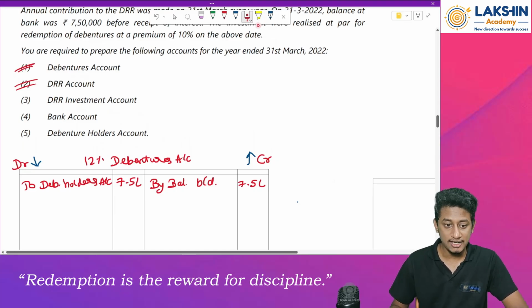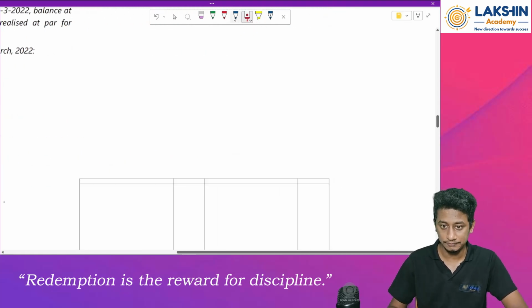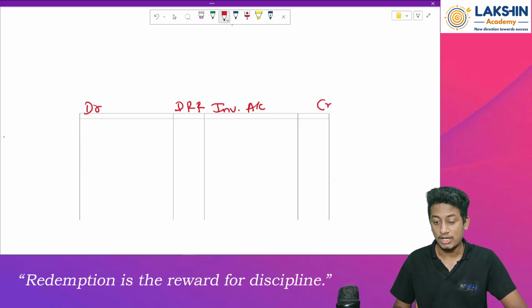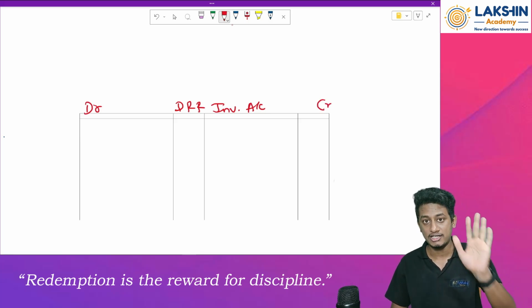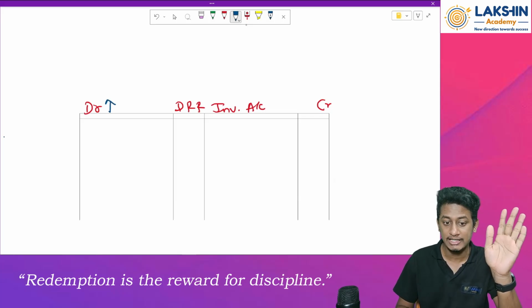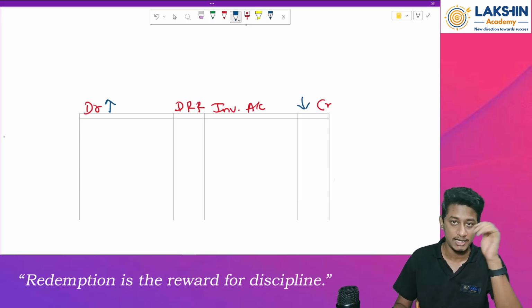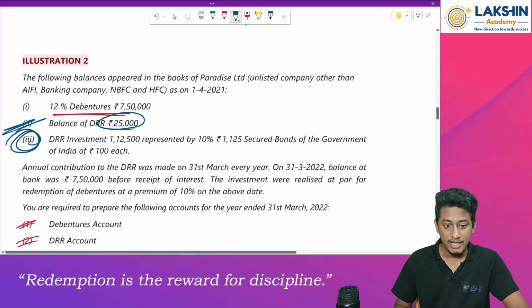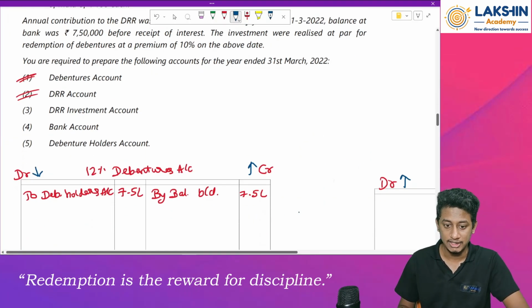Then the DRR, debenture redemption reserve investment account. Debits, credit. Now what kind of a nature is this? Out of the 5 heads, what is the nature of this? It is an asset. So any entry on the debit side will increase the balance, any entry on the credit side will decrease the balance. So where will the opening balance be? Remember, we have an opening balance over here of rupees 1,12,500.